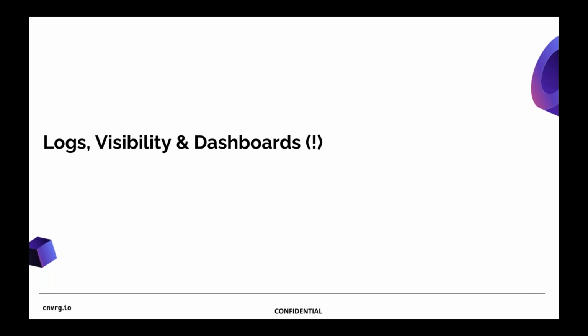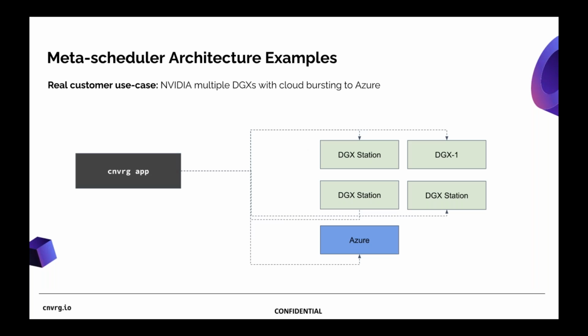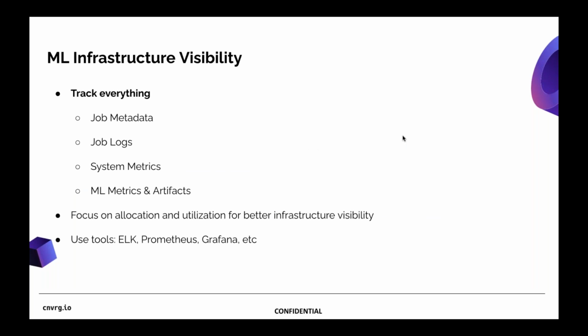Okay, next I want to talk about visibility, and this is really, really important because with this kind of setup, you need to understand what went on last week, what's going on now, and what will be going on next week. To do so, we recommend you track everything. When you talk about machine learning tracking, usually you would talk about experiment tracking and model management. In this case, we're not going to talk about that. That's also very important, but in our case, we're going to talk about tracking the infrastructure.